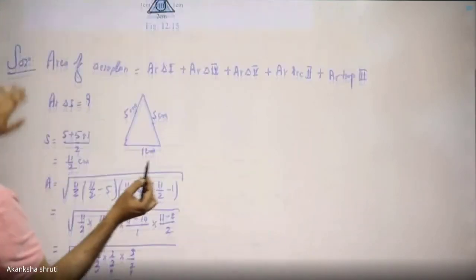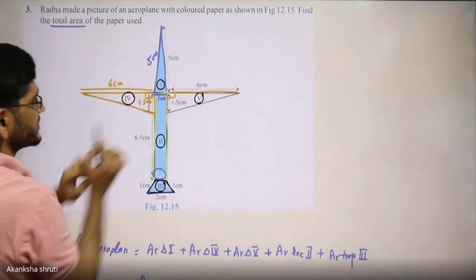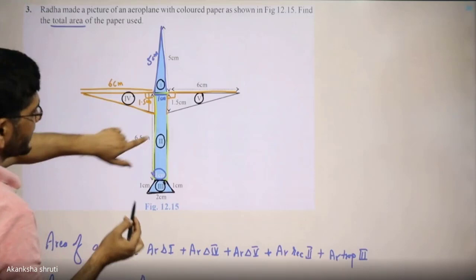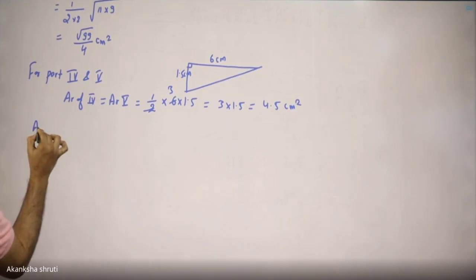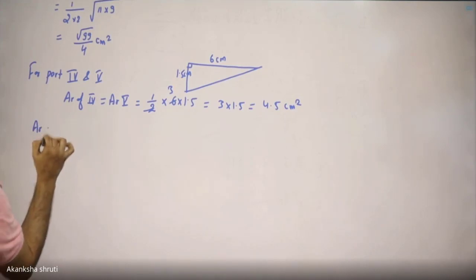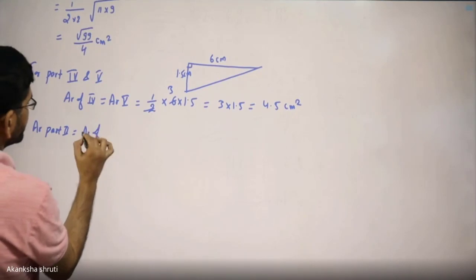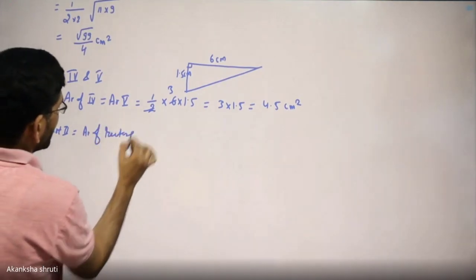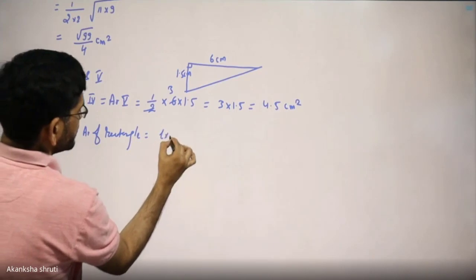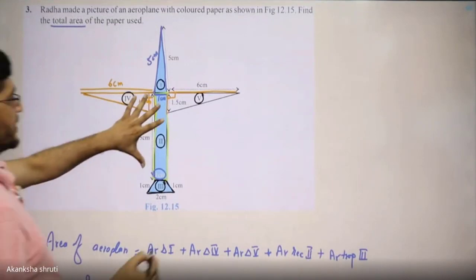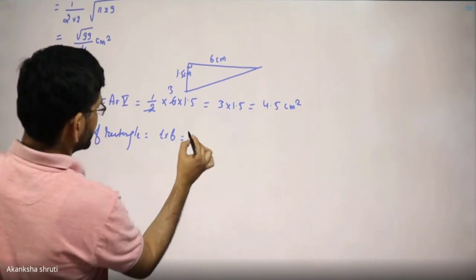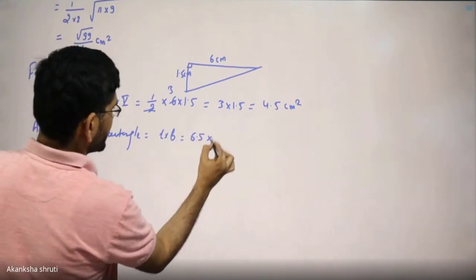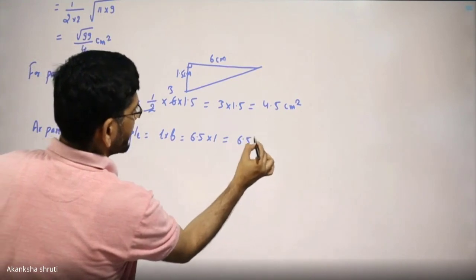This part is over. What is the area of the rectangle? Area of part 2. It is the area of a rectangle, and for a rectangle it is length into breadth. What are our length and breadth, students? See here, length is 6.5 and width is 1 centimeter. So it becomes 6.5 centimeter square.